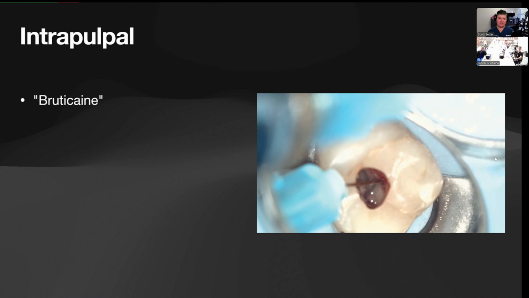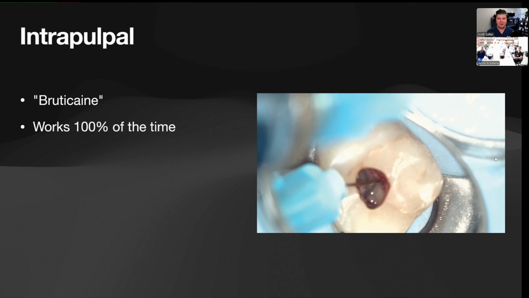Intrapulpals. This is great because they work 100% of the time, but you have to have access to the tooth. So if you haven't dropped into the pulp canal yet, or the pulp chamber yet, this is where, okay, what are you going to do? You may have to take the rubber dam off, keep doing supplemental injections until they're numb enough that you can drop in. Because once you dropped in, you can give intrapulpal injections.